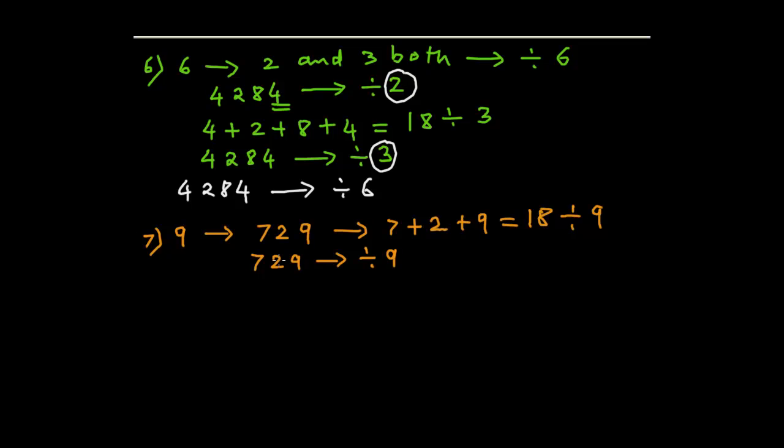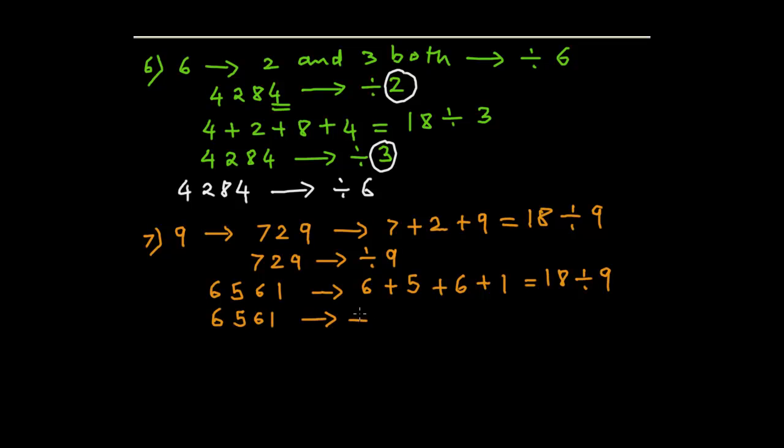Now let me take another example, 6561. Now we'll add all these digits. So 6 plus 5 plus 6 plus 1. 6 plus 5 is 11. 11 plus 6 is 17. 17 plus 1 is 18. 18 is divisible by 9. So 6561 is divisible by 9.